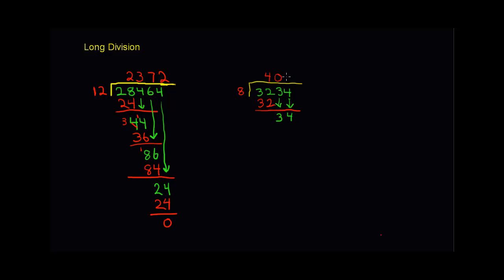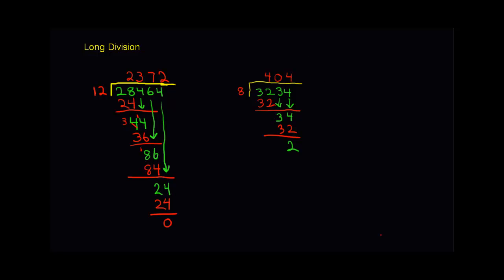Now we're going to divide 34 by 8. In this case, once again, it's going to be 32. We did that earlier. We know that 8 times 4 is 32. Now 32 from 34 is going to give us 2. So basically 3,234 divided by 8 is going to equal 404, with a remainder of 2.